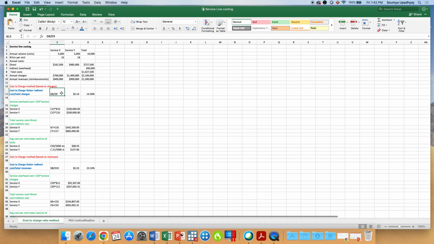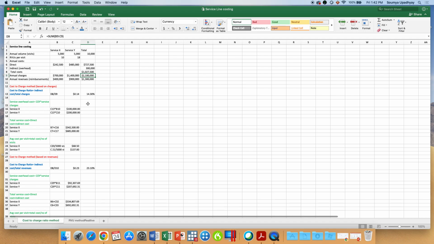So in this case, it's going to be D8, which is total cost, divided by annual charges, which is D9. So D8 by D9 gives us 0.14. So the CCR, or the cost to charge ratio, is 0.14. That is 14.3% when converted to a percent.